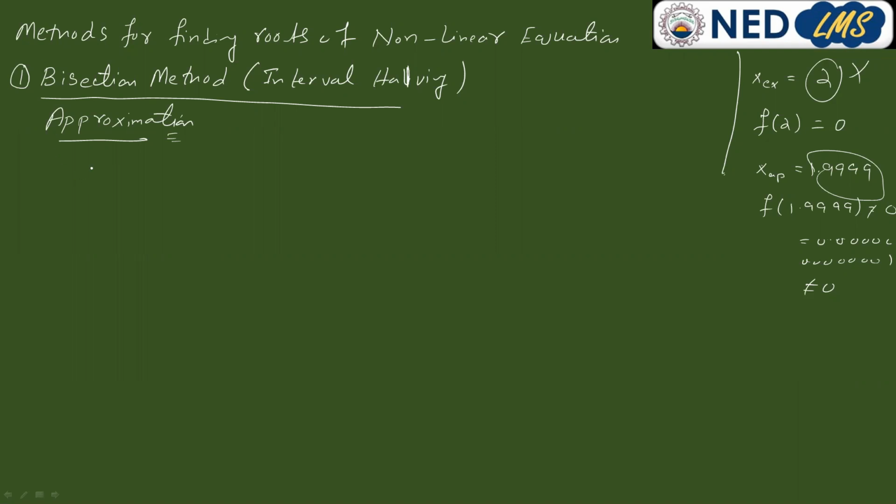let's continue. The first method for finding the roots of an equation is called the bisection method, or in other words, sometimes it's called interval halving. You will learn why we call it interval halving. So let's consider a nonlinear equation y equal to f of x.